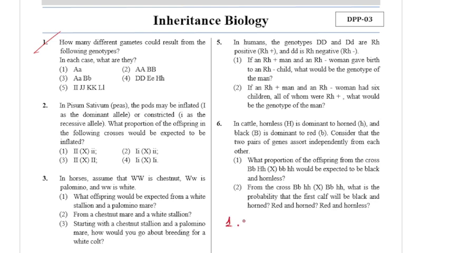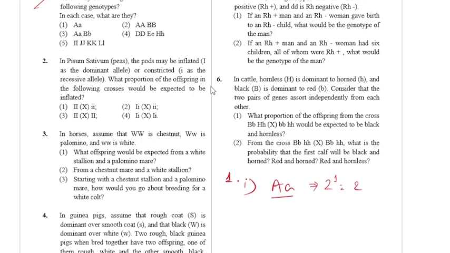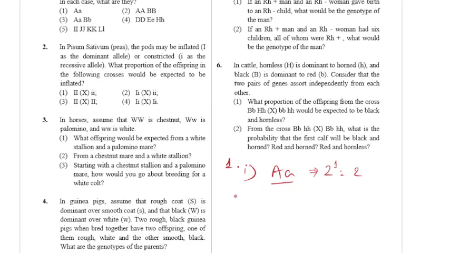Question number one, case number one. Capital A, small a. There is one pair of heterozygous, so the number of gametes will be 2 to the power 1, that will be 2. Next, case number 2. Capital A, capital B, capital B. There is no heterozygous pair, so 2 to the power 0, which means 1. Only one type of gamete will be formed.